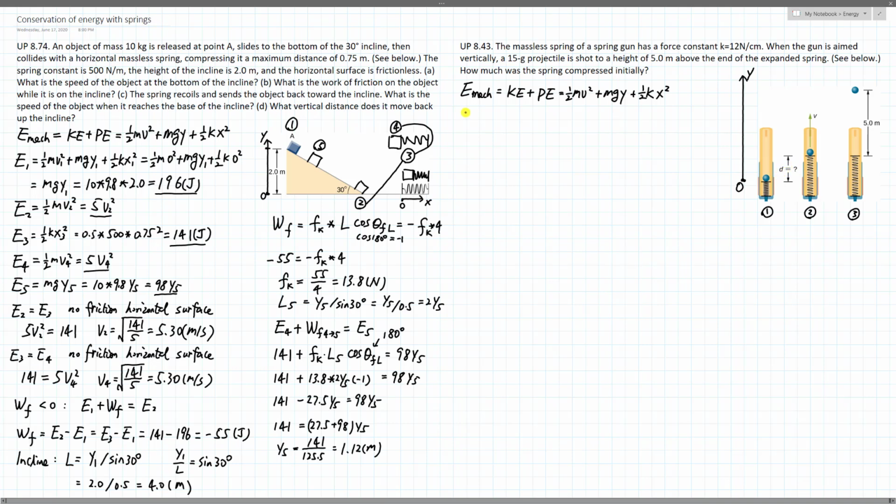So let's start by describing mechanical energy at snapshot 1. So again, just like I did before, I will enumerate all the different terms at least one time.